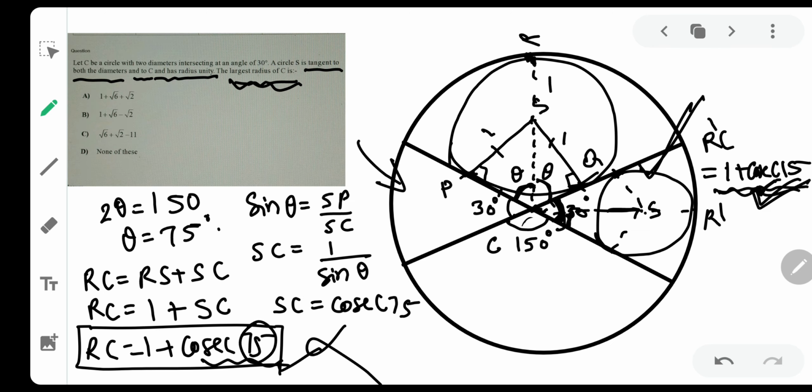Okay. So let us see, the correct option for this question is option A, which is 1 plus root 6 plus root 2. See, the examiner is very shatir, because if you had calculated 1 plus cosec 75, you would have gotten 1 plus root 6 minus root 2, which is the other case and which is definitely not the largest radius possible. Okay, I hope you understood this concept in a very much greater detail and you like this video.